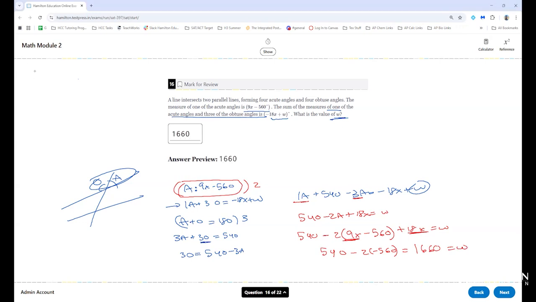So definitely a really weird question, but notice how it's question number 16. So definitely would want to go ahead and move past this question if you got stuck on it.